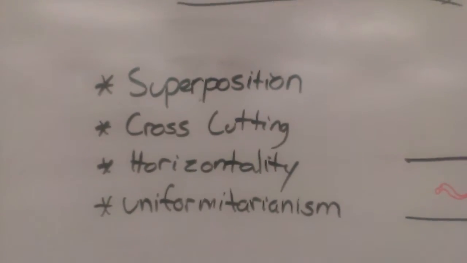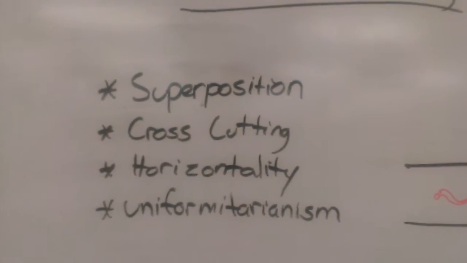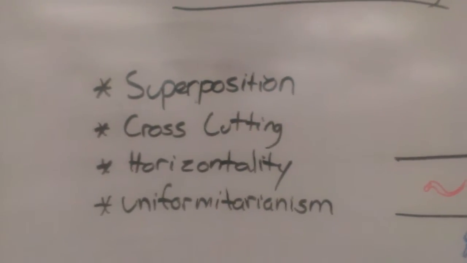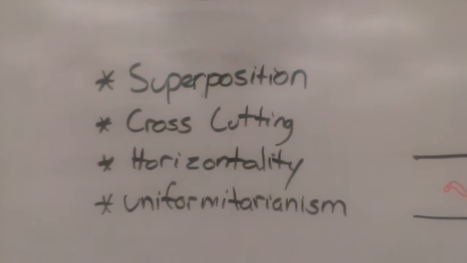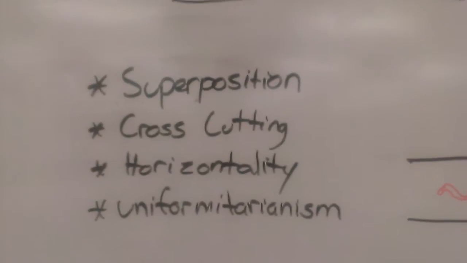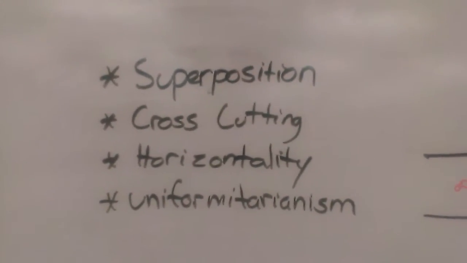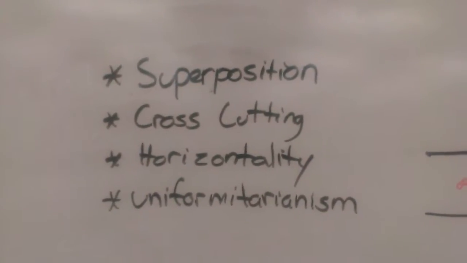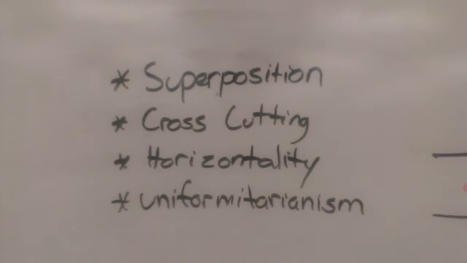Cross-cutting says that things like faults and intrusions or plutons that cut across sedimentary layers are younger than the layers they cut across. And then, last but not least, well, second to last but not least, horizontality just says that our sedimentary layers should be horizontal when they deposit. They would not form at an angle. So if they are at an angle or they're bent, they've been changed by some other action that happened to those layers.